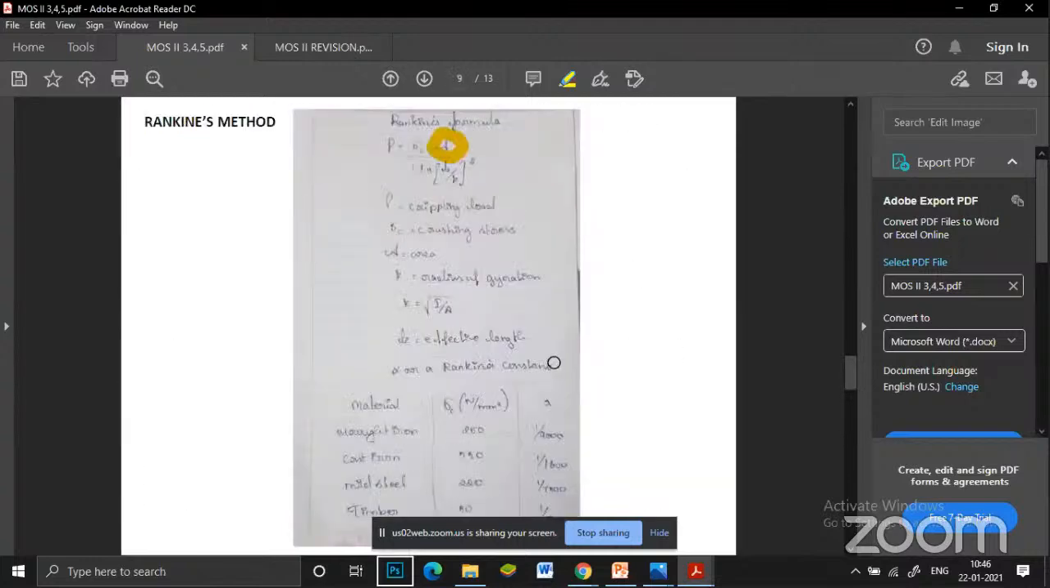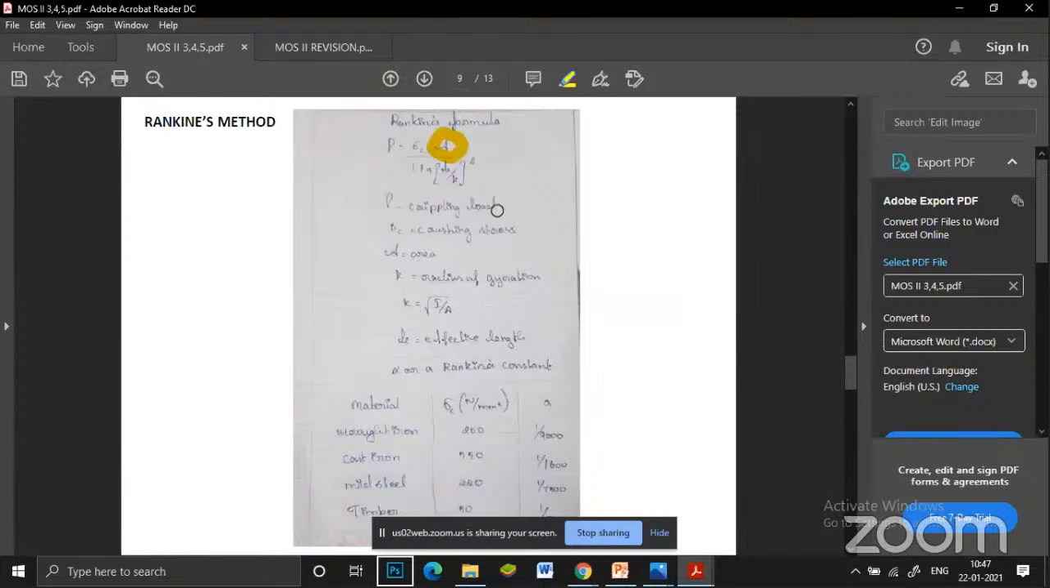Here, in Rankine's method, they will give the question as wrought iron, cast iron, or mild steel with timber. Only these materials they will give. In that case, what are the Rankine's constant values, and what is sigma C's value? Sigma C is nothing but the crushing stress. With the help of that, you have to substitute all these values and find the Rankine's load. I will show the example at the last.